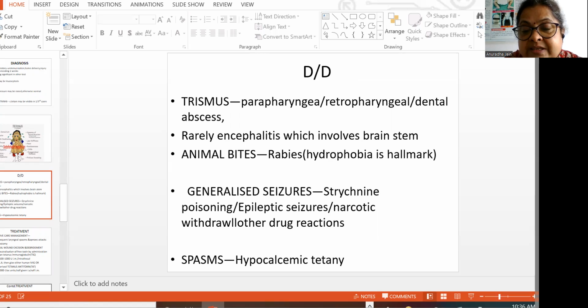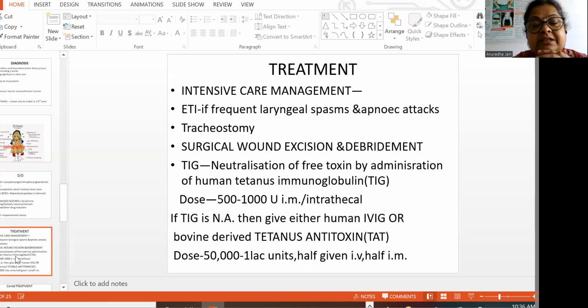Then generalized seizures: you may confuse it with strychnine poisoning, epileptic seizures, narcotic withdrawal, and other drug interactions. Spasm may also be due to hypocalcemic tetany, so you have to differentiate that. Now, what is the treatment? Intensive care management. Whenever you diagnose it, or have a strong suspicion, you have to treat the patient in the intensive care.